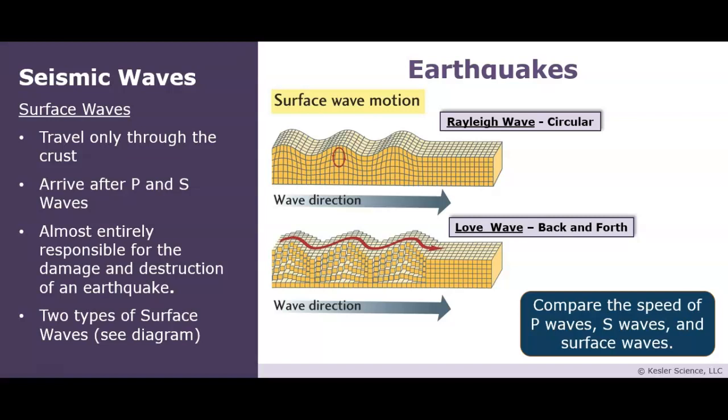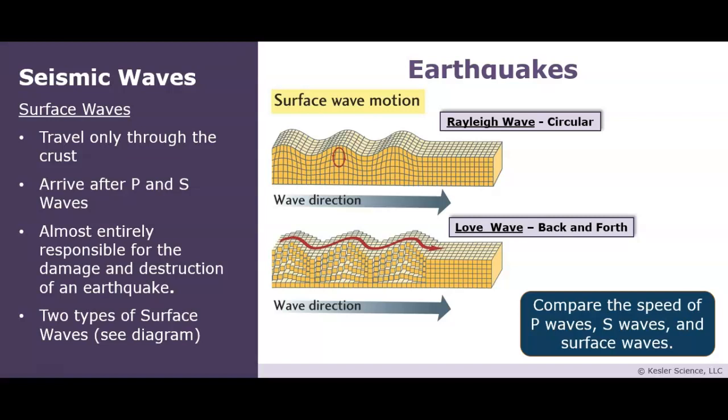They are the waves that are responsible for all of the destruction and damage that happens in an earthquake, because they are the ones traveling across the crust, across the surface of the earth. The P and S waves are traveling down through the layers of the earth, and therefore they do not tend to cause the destruction that we see during an earthquake. It is the surface waves that are causing the destruction.